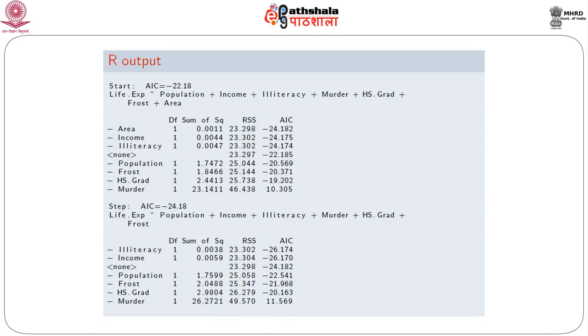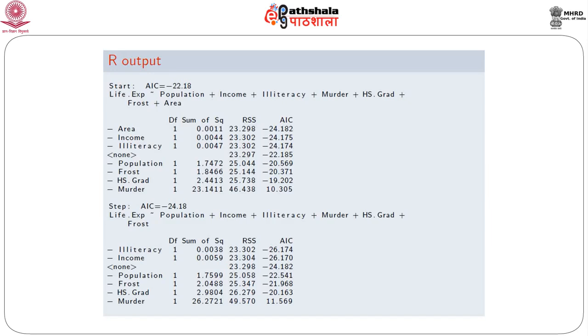So, we know that for AICs, the smaller, the better the model. The one with the lowest AIC, which is negative 26.174, corresponds to the removal of illiteracy, so that is the model with the lowest AIC. The next model that we have is with population, income, murder, HS grad plus frost, which means we have removed area and we have removed illiteracy from our model.